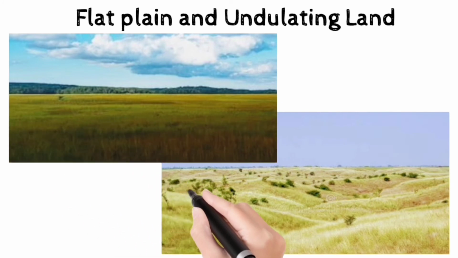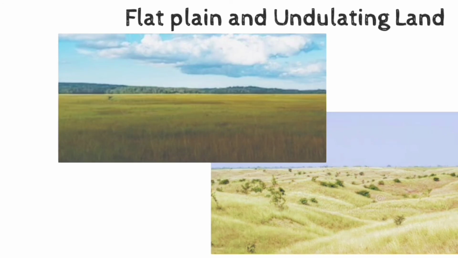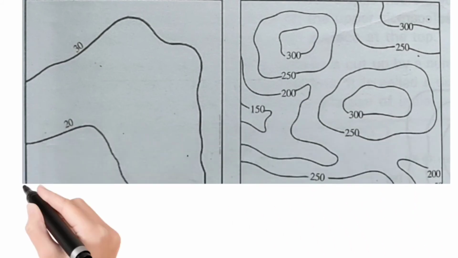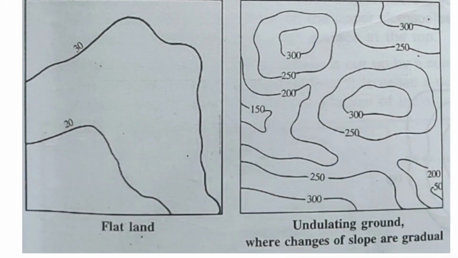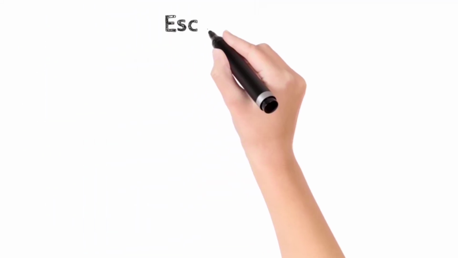Undulating land slopes gently up and down without having a flat surface anywhere, and they have an elevation of 50 to 300 meters. The white gap between contour line 30 and 20 indicates a flat land, and the undulating ground is shown like this. Now let's know escarpment.